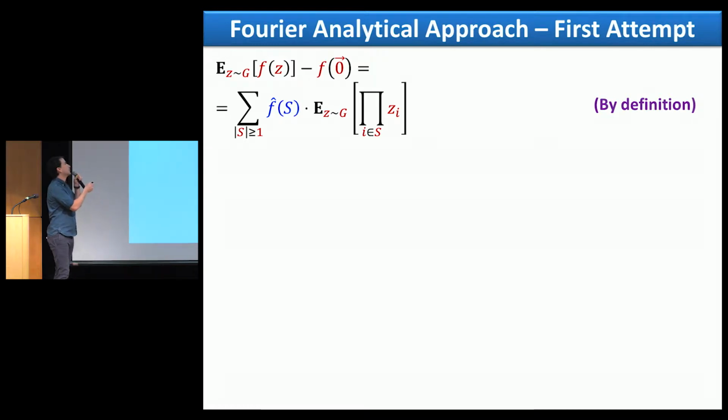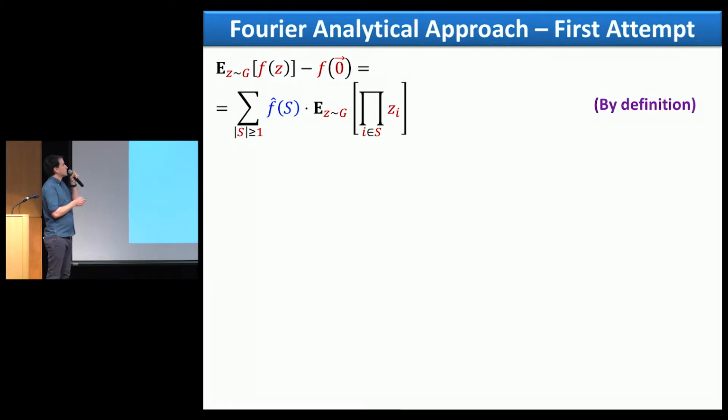So really what we are left with is the sum over all non-empty sets. We have this coefficient f hat of S, which is just a real number, times the expectation of this monomial evaluated, okay, when I take the expectation over the Gaussian distribution. Okay, so this is what I want to bound now. I want to show that this quantity is small.